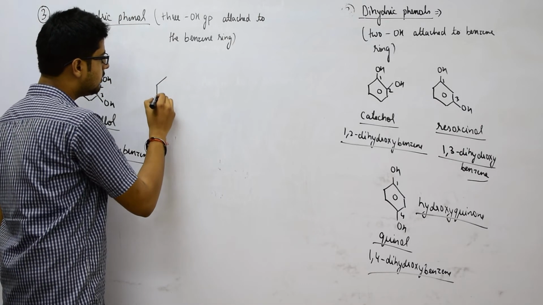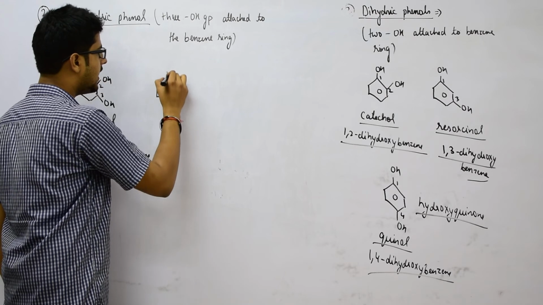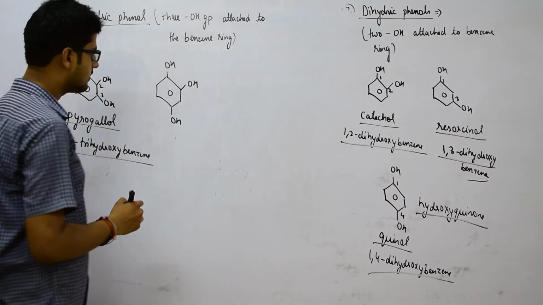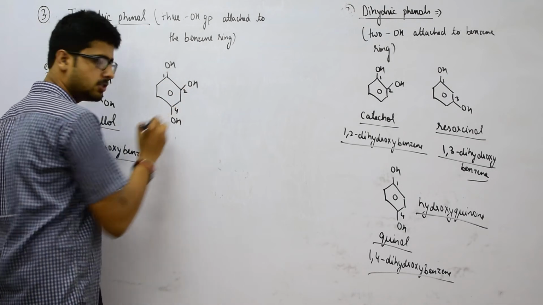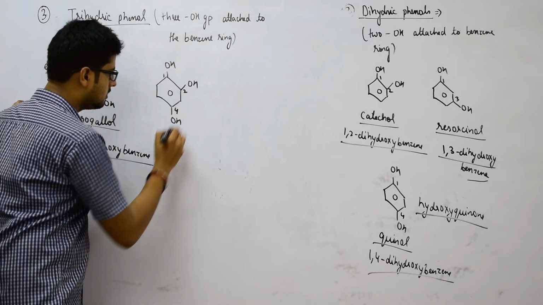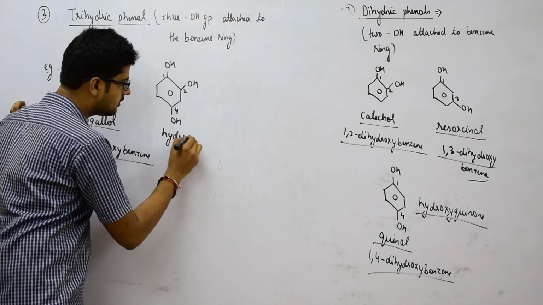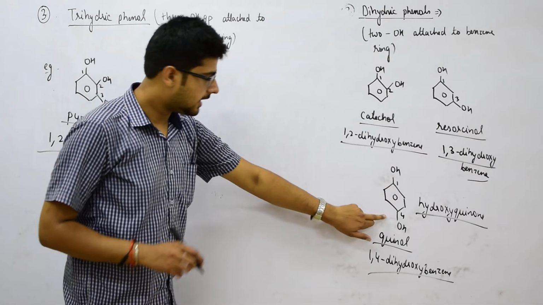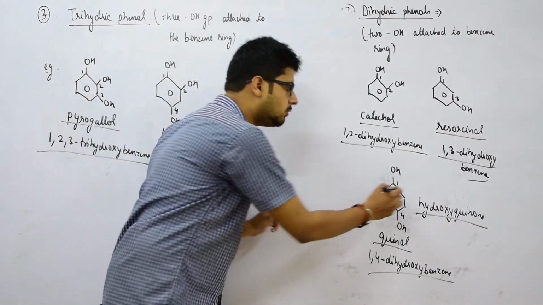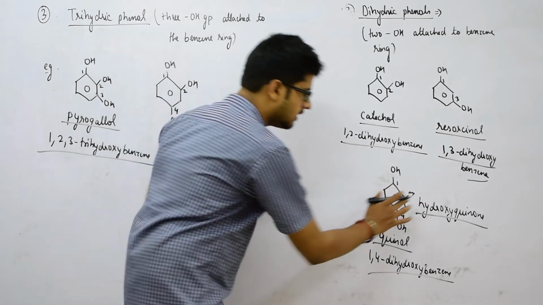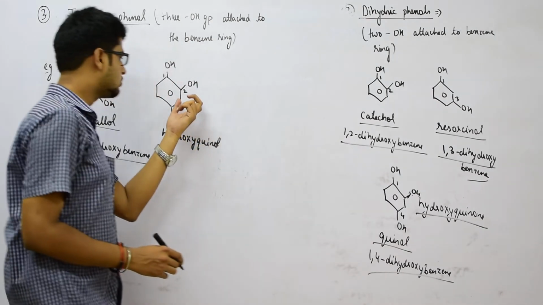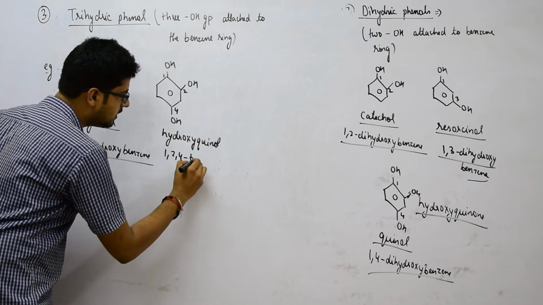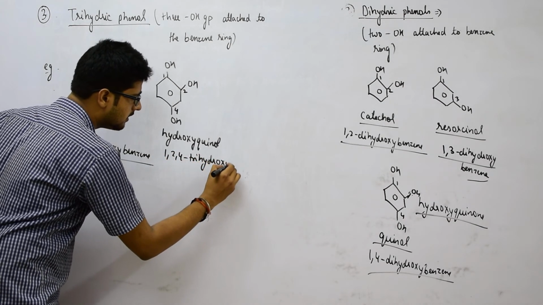Second example is when the 3 OH groups are present at first, second and fourth positions. This is commonly called hydroxyquinol. Like we saw in case of quinol, and then to this structure of quinol, one more OH is introduced at second position here. So it becomes hydroxyquinol, or its IUPAC name would be 1,2,4-trihydroxybenzene.